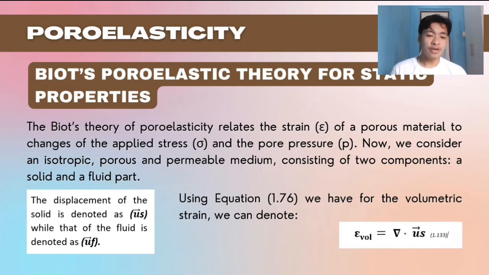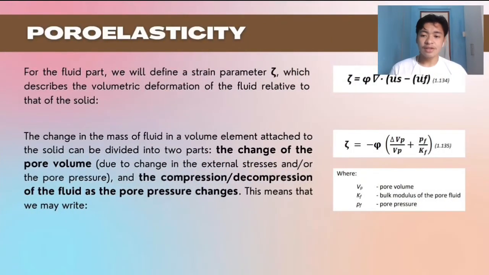So using equation 1.76 we have for the volumetric strain, we can denote this formula into this one formula. For the fluid part naman, we will define a strain parameter, which is parang ito yung uod na symbol, but which describes the volumetric deformation of the fluid. So we have this formula for the volumetric deformation, this one, and it is 1.134.